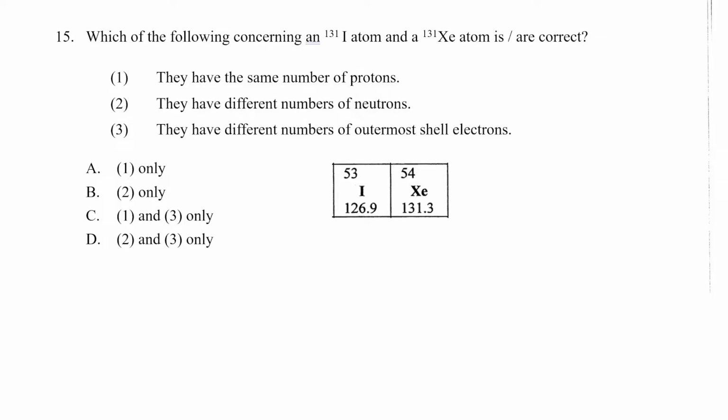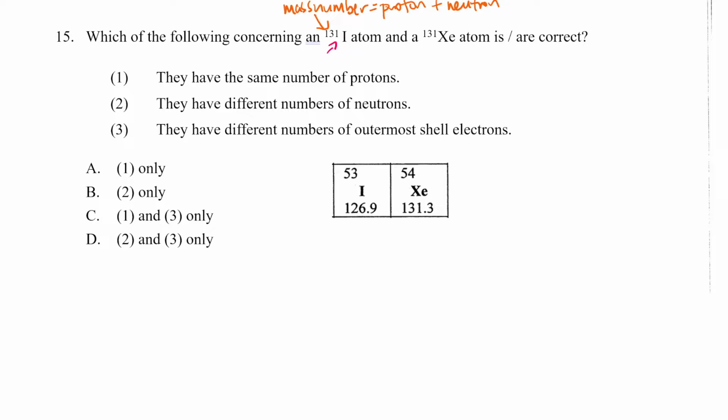2012 question 15. Which of the following concerning an iodine atom with a mass number of 131? So here, before I continue with the question, this way of presenting the atomic symbol would mean that this on top is the mass number. And as we know, mass number is equal to the number of protons plus the number of neutrons. And here at the bottom, this would be the atomic number.